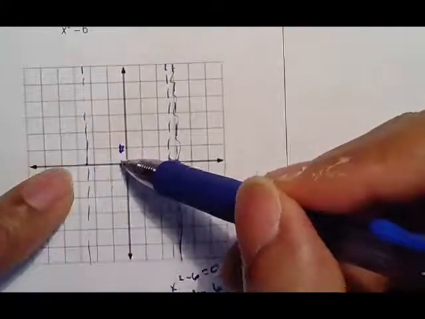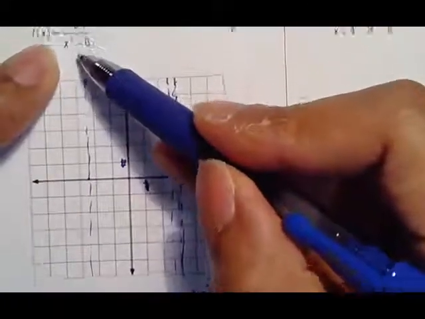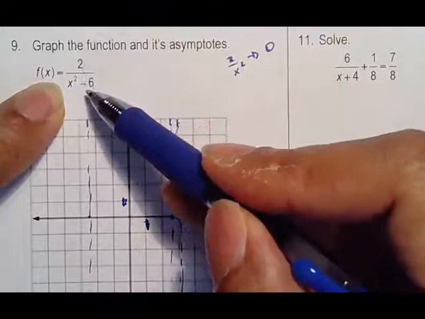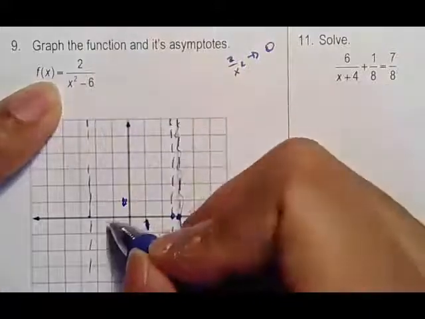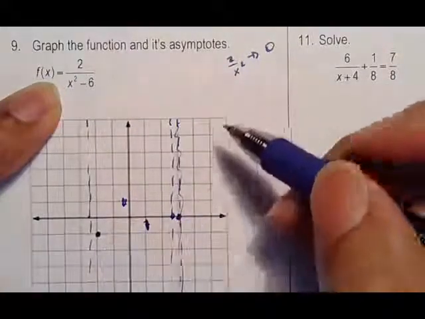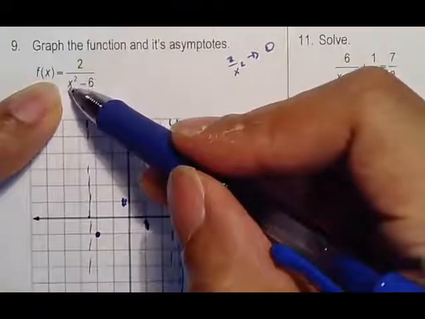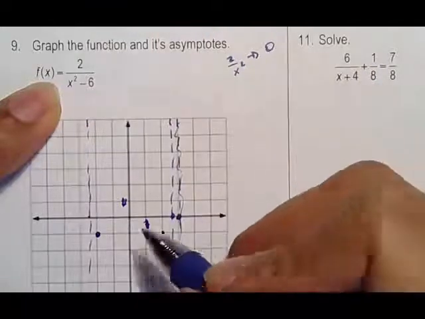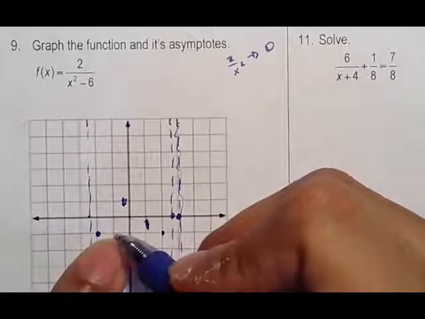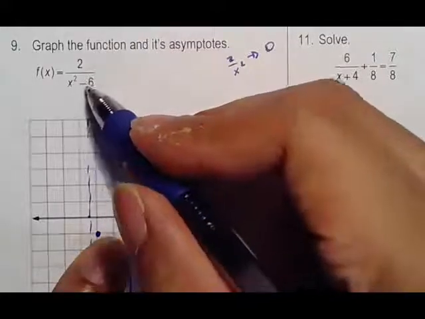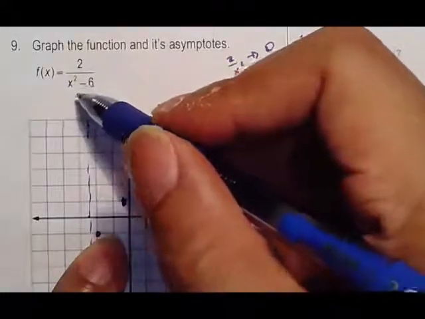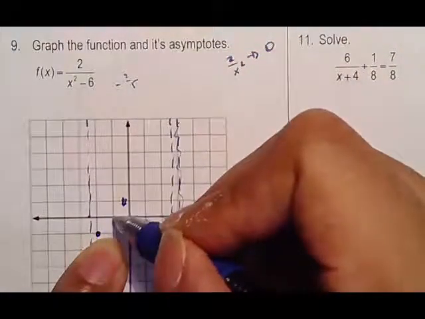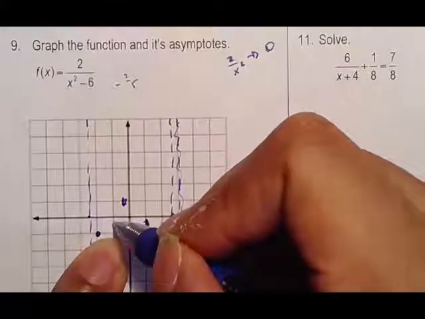If I plug in negative 2, that makes negative 2 squared, which is 4. 4 minus 6, which is negative 2. 2 over negative 2 is negative 1. If I plug in 2, I get 2 squared, which is 4 minus 6, which is still going to be negative 2, which makes negative 1. If I plug in 1 and negative 1, it should be the same. So 1 would be 1 squared minus 6, which is 5. It'll be negative 2/5, which is a little bit less than half, so about right there.